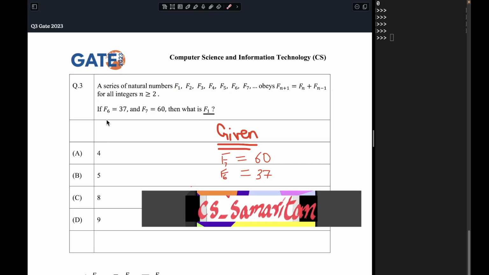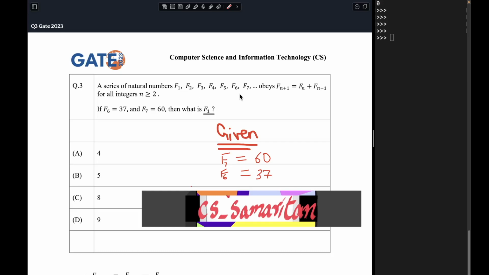So now how can we find f of 1, which is what is being asked of us? They are providing us with f of 7 and f of 6. So we know these two terms and we need to find this term. By seeing this rule, we know that the third term is constructed from the first and second term by the direct addition of these two. So if the third term is the addition of the first two, the first term is basically the third term minus the second term.